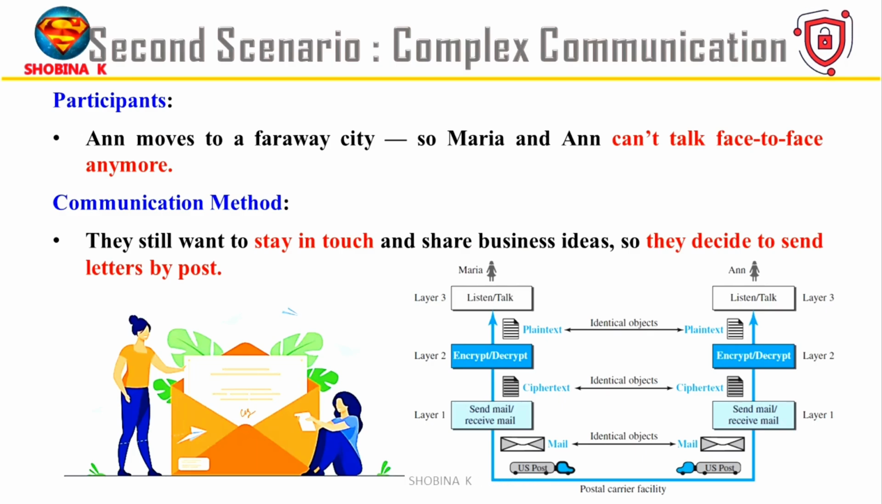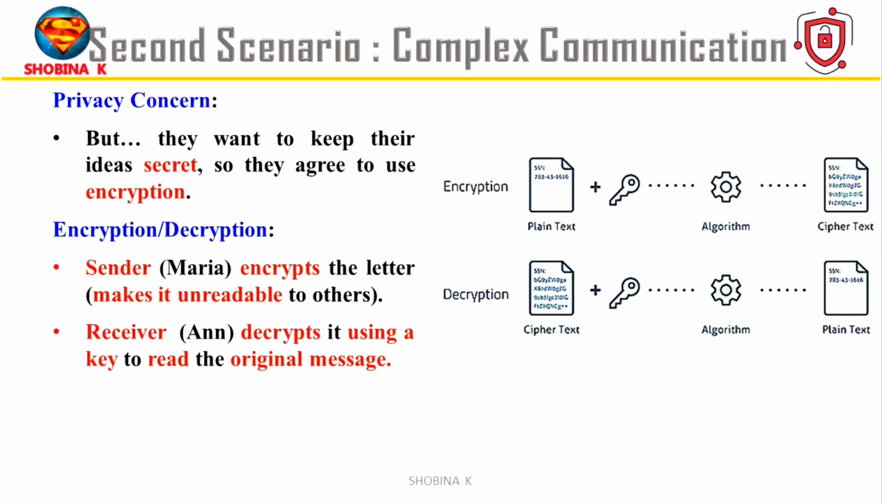Second scenario is about complex communication and it happens using multiple layers. In this scenario, Anne has moved far away for a job and she wants to keep in touch with her friend Maria. So they decide to send letters by post. But they want to keep their ideas secret. So they agree to use encryption.